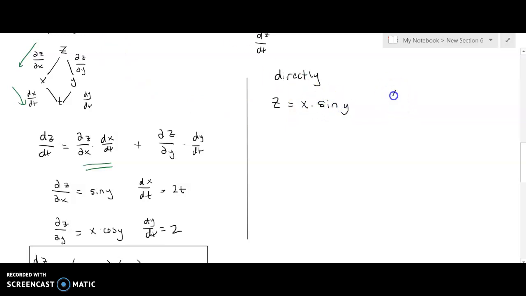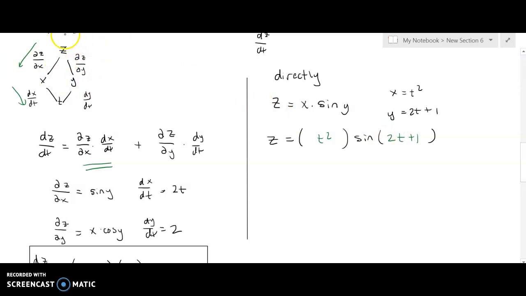and I know that x is equal to t squared, y is equal to 2t plus 1, I can make my substitutions in here and write this as z is equal to, I'm going to replace x with what x is, and x is t squared. Replace y with what y is, and y is going to be 2t plus 1. So now I've written z explicitly in terms of t.